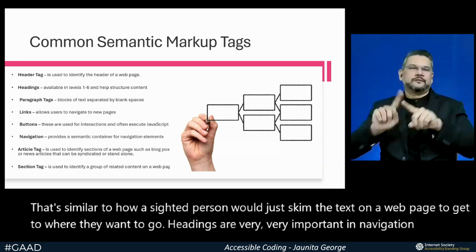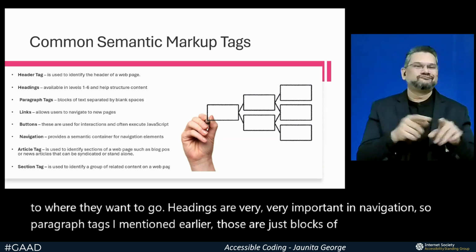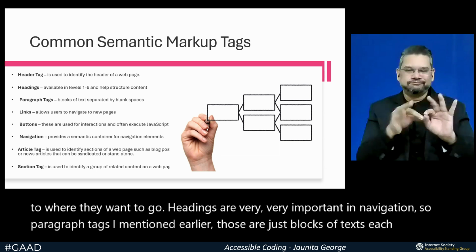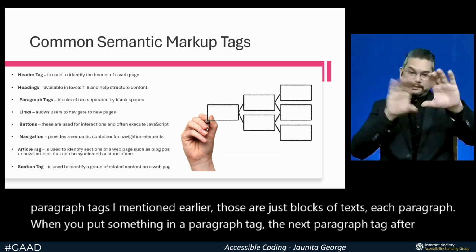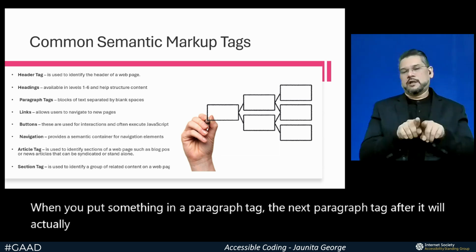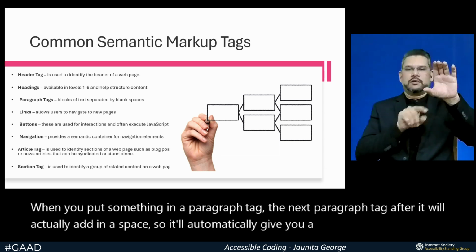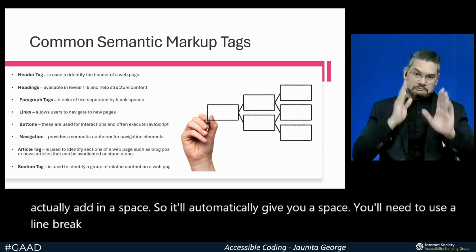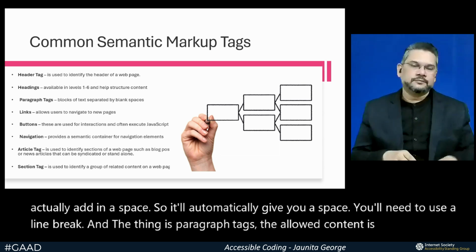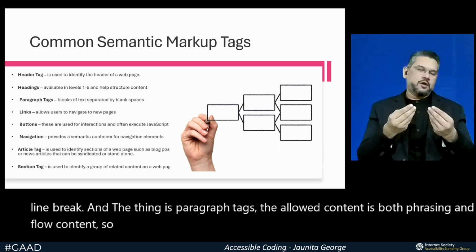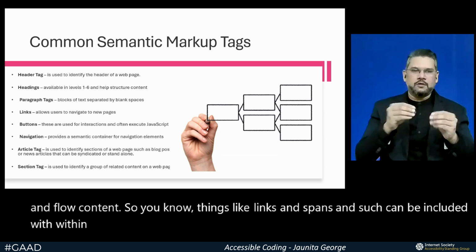So paragraph tags, as I mentioned earlier, those are just blocks of text. Each paragraph, when you put something in a paragraph tag, the next paragraph tag after it will actually add in a space. So it'll automatically give you a space. You don't need to use a line break. And the thing is, paragraph tags, the allowed content is both phrasing and flow content. So things like links and spans and such can be included within a paragraph tag.